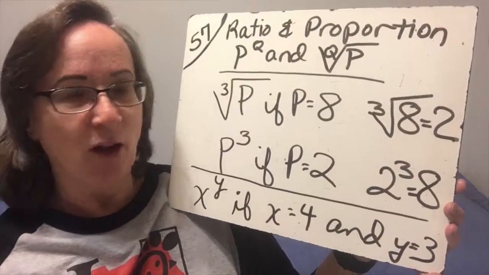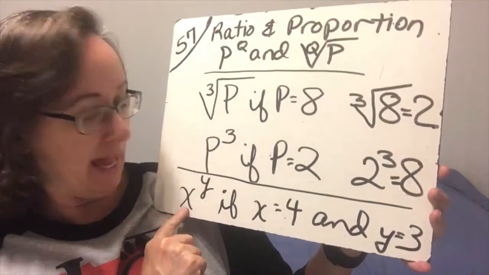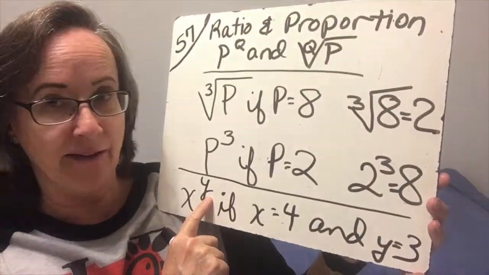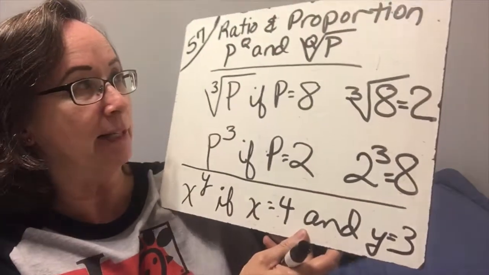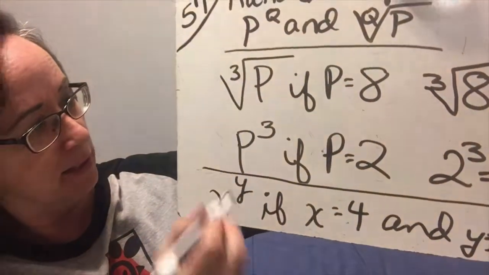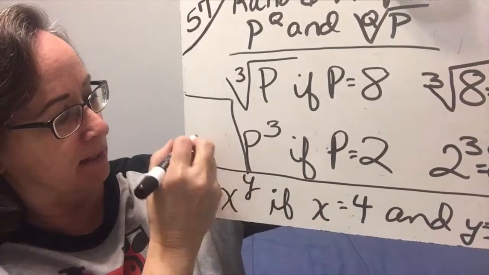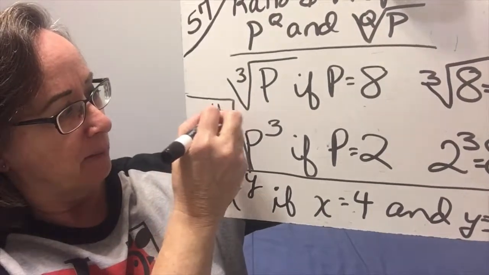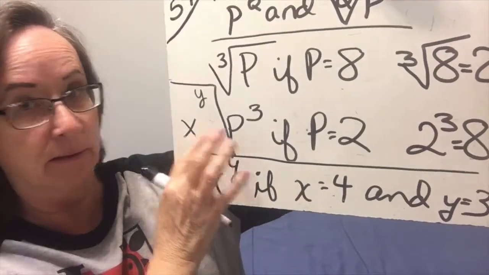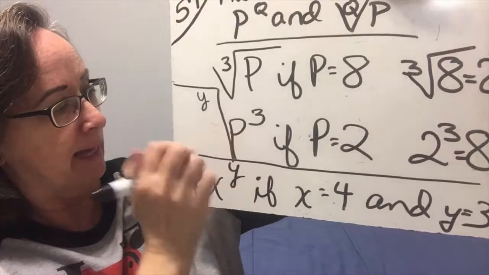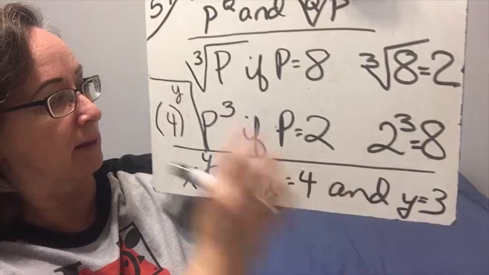But now we can do problems where both things are variables. So x to the y if x is 4 and y is 3. Isn't this simply going to be a substitution? So let's just work this one real quickly right here. X to the y is the form, but now let's substitute. We're going to replace the x with a 4. So we'll take the x and make it a 4. We're going to replace the y with a 3.